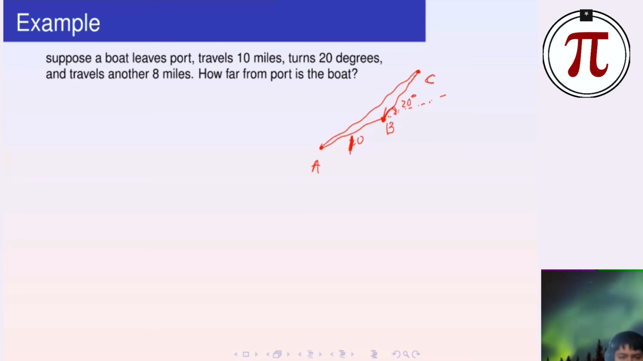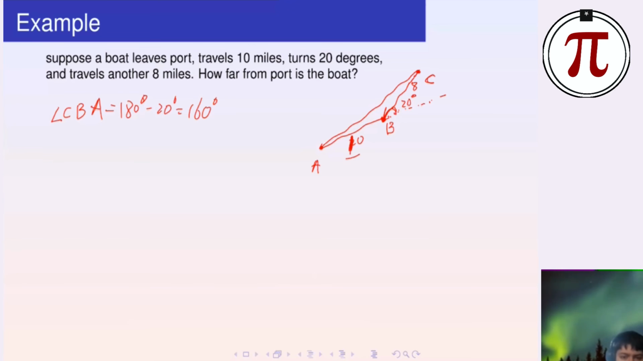Can we find it? So we know what? We know the side AB, we know side BC, that's 8. And do we know the angle included by these two sides? It's 180 minus 20, it's 160 degrees, right? So very good. All right, so the angle CBA equals 180 minus 20 degrees, 160 degrees, right?